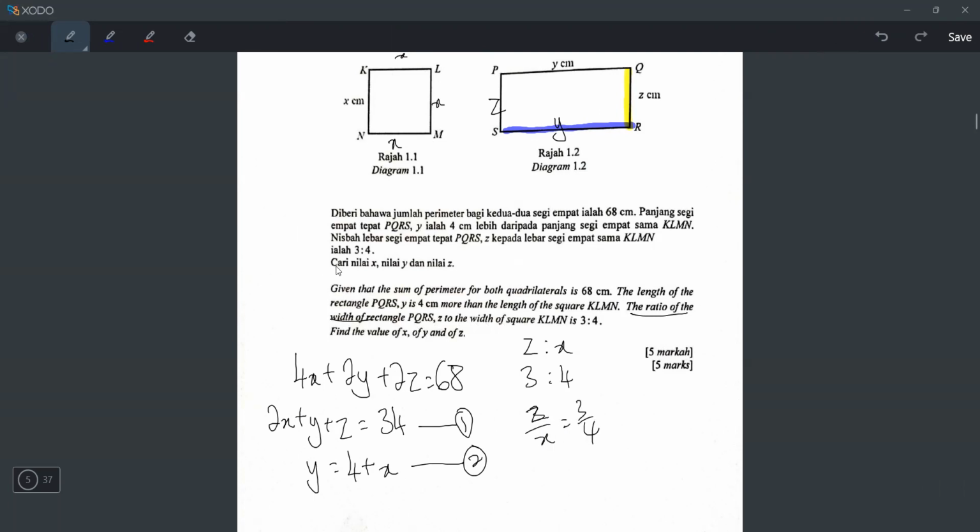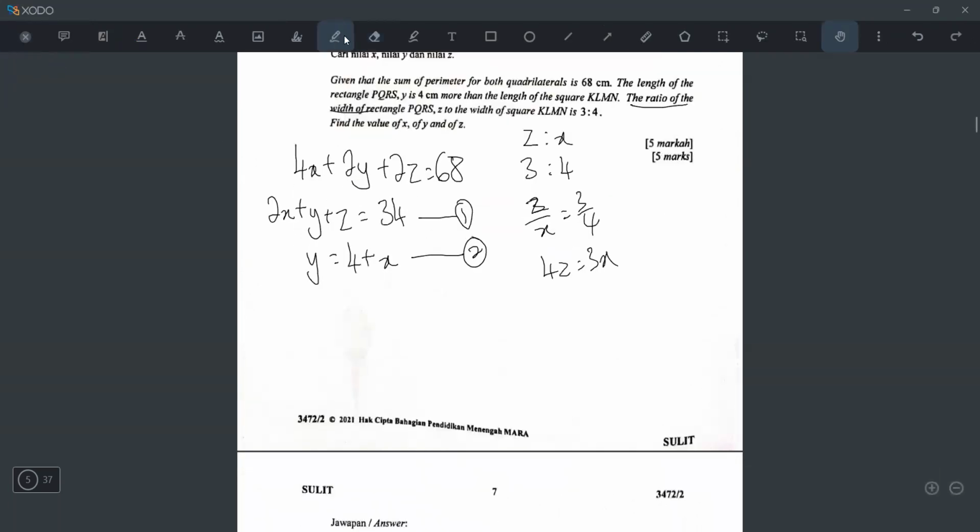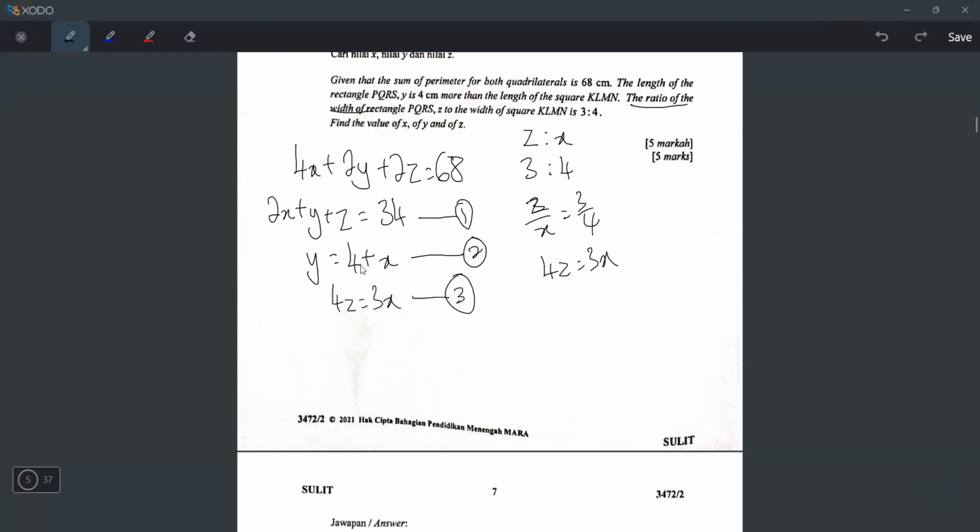And when you darab silang, you will get 4z equals 3x. Okay, so I'll write here 4z equals 3x, and this is my equation 3. Now I just solve these equations, then I can get my x, y, and z. Right? So how to do?